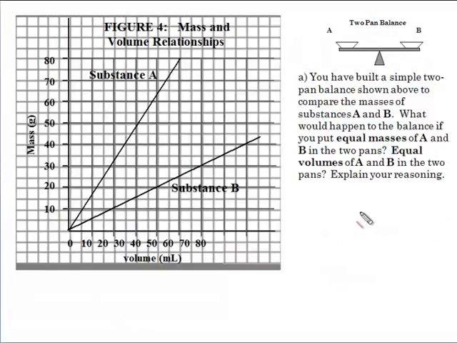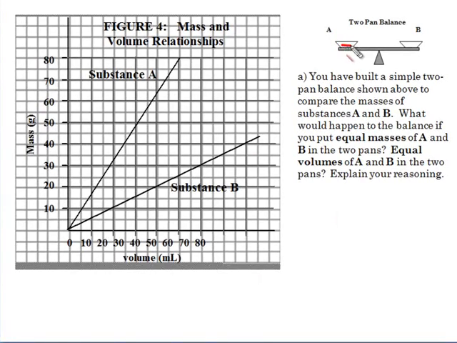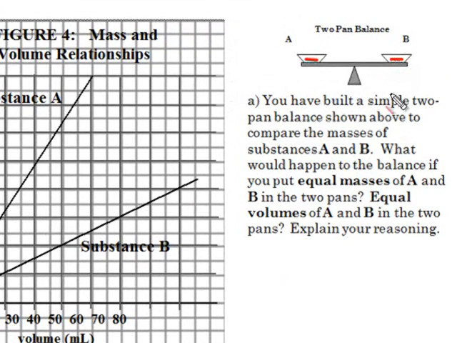Okay, for this question, we have a graph that has substance A and substance B. We've plotted mass on the Y, volume on the X, just like your graphs for your metals lab. It says we have a simple two-pan balance shown above to compare the mass of substance A and B. So the first question is, what would happen to the balance if you put equal masses? Well, equal masses of anything are going to have the same mass, so the pan is going to look just like it does here.